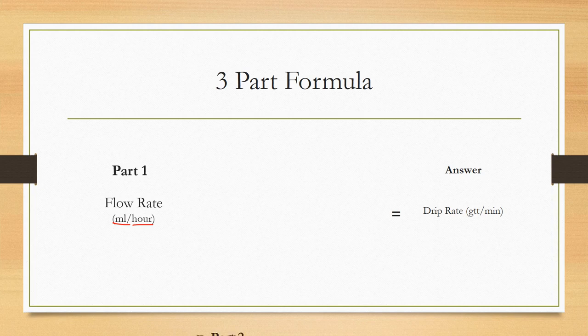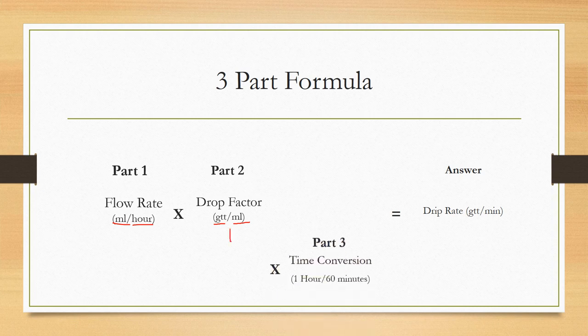So the second part of this formula is going to be the drop factor. This is also going to vary depending on the type of tubing you're using. So just as we discussed in the previous slide, the units for this is going to be drips per milliliter. So how many drips it takes to get 1 milliliter.